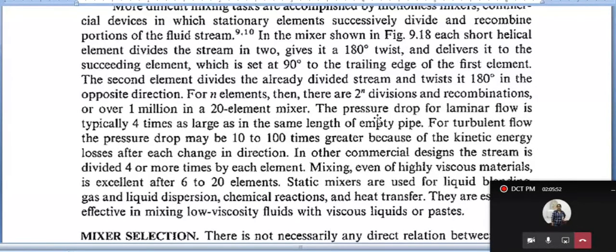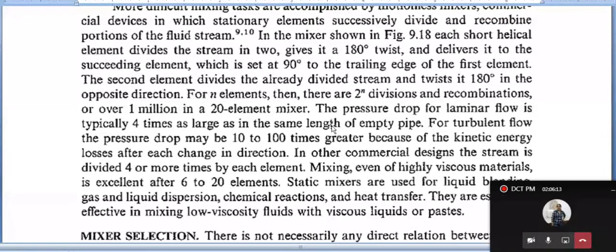Length is available for us. Then only we can go for this. Over 1 million in 20 element mixture. So you can imagine how the value has come to this one when we use 20 and the number of times 20 to the power of 2, and then over how many times it is going to divide. How many elements it is dividing is also very important.